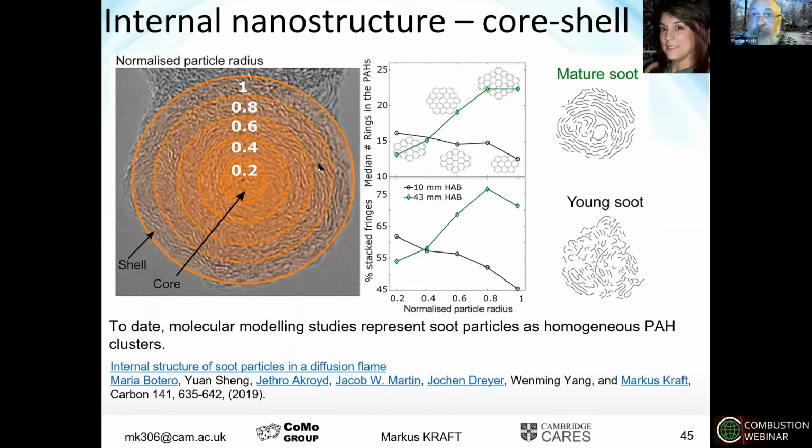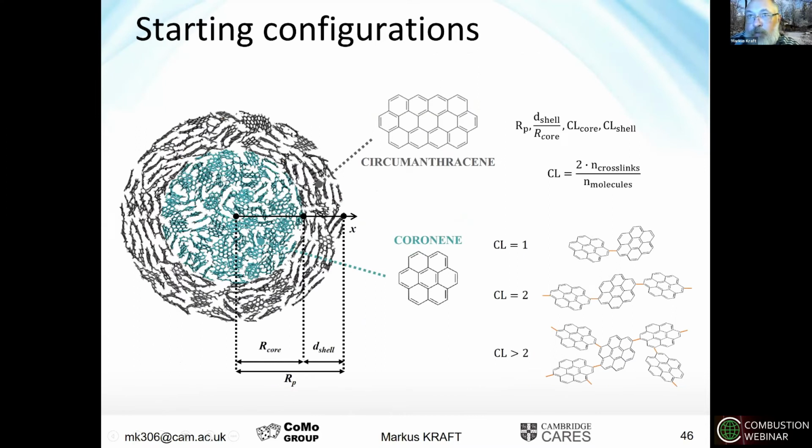Okay. Looking at this shell-core model of the particles, that inspired us to produce a model particle. And this is what it looks like. Okay, so in the center, we put coronene, and in the shell, we have circumanthracene. Okay, what is important are these numbers here.